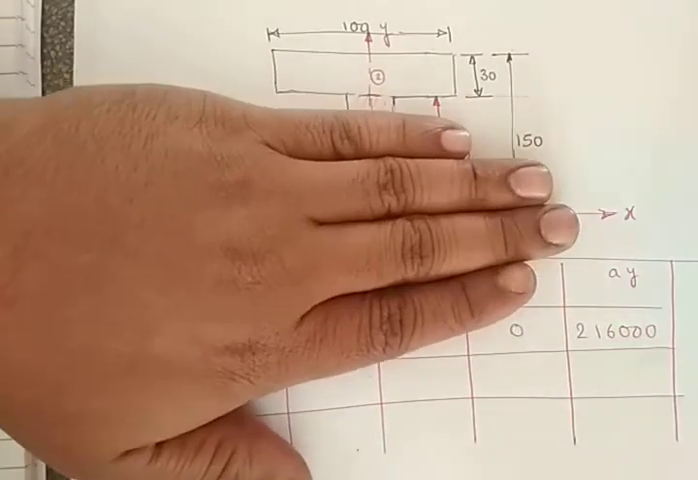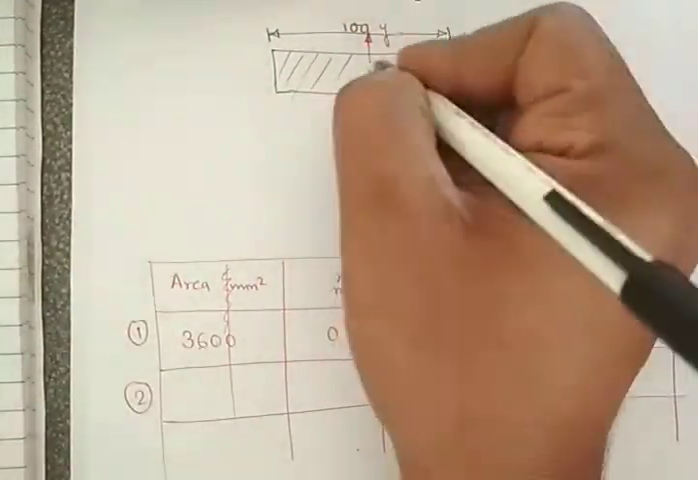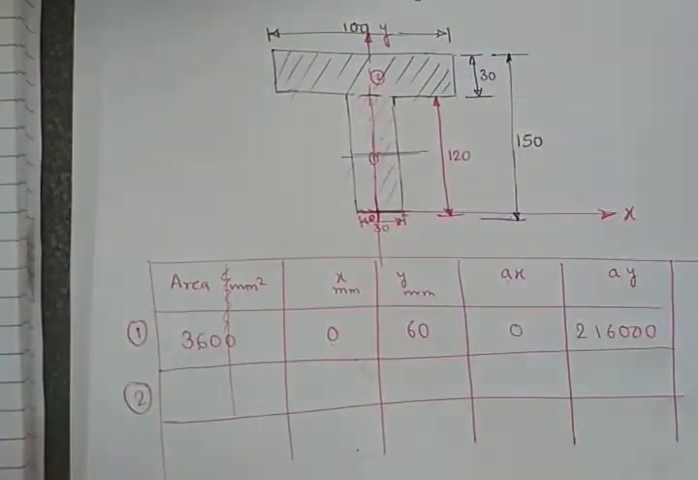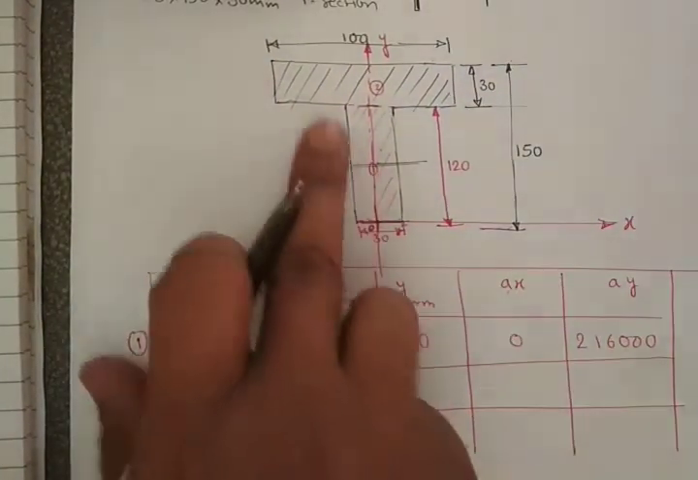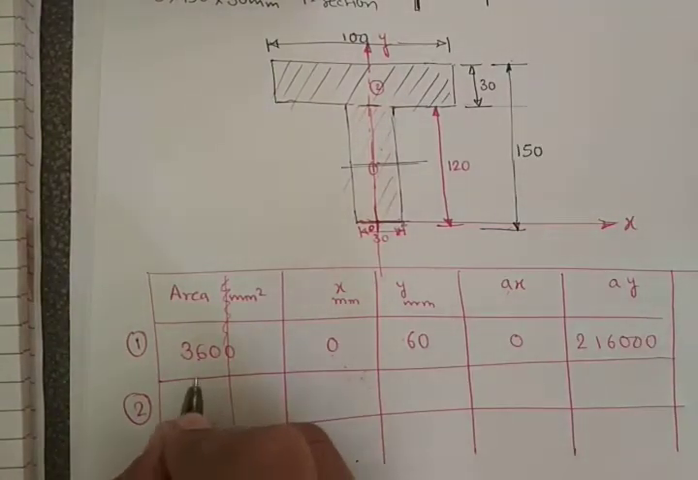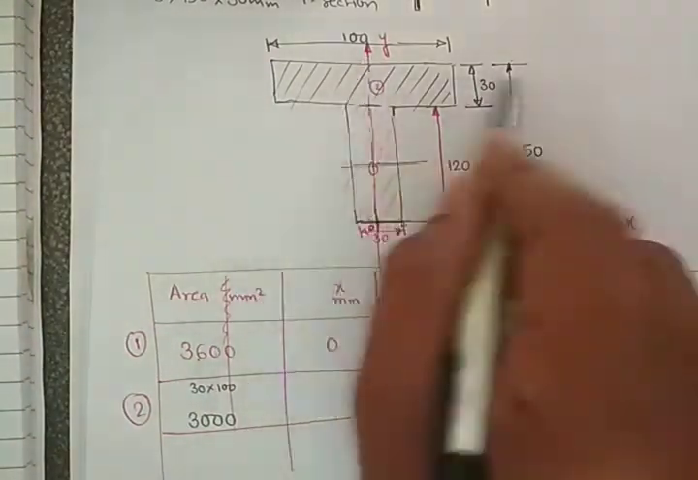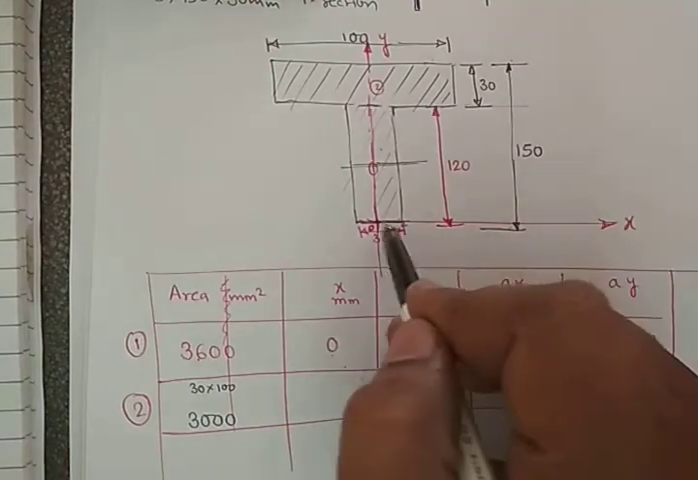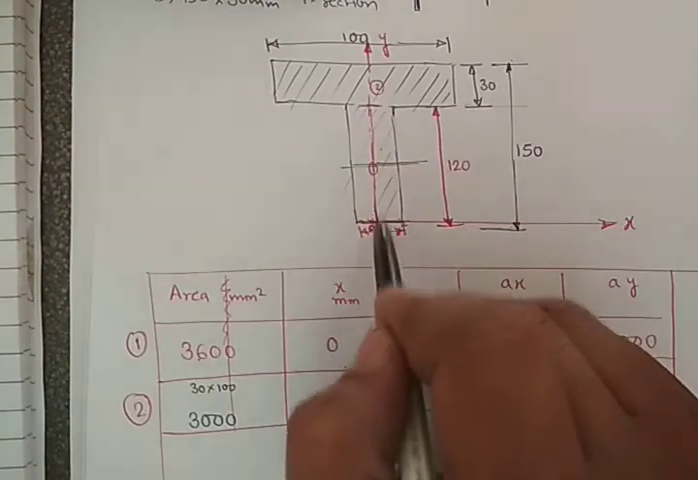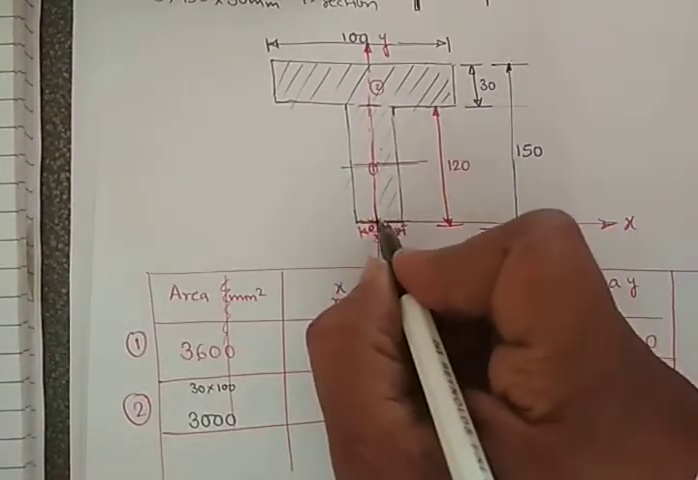Okay, now you have to leave this figure. Only consider this figure. Then what is the area of the second figure? That is nothing but 30 into 100. This becomes 3000 mm square. Now what is the center in the X direction? Obviously this is 0, because the symmetric line is passing through this, so this becomes 0.